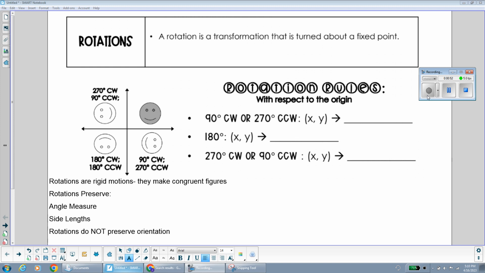Otherwise, it is counterclockwise. A couple of things about rotations before we get started. Rotations are rigid motions, so they make congruent figures. And like all congruent figures, they will have the same angle measurements as each other and the same side lengths. So after rotation, the pre-image and the image will have congruent angles and congruent side lengths because they will be congruent figures. Rotations do not preserve orientation.